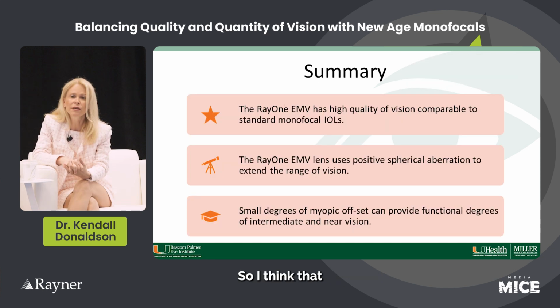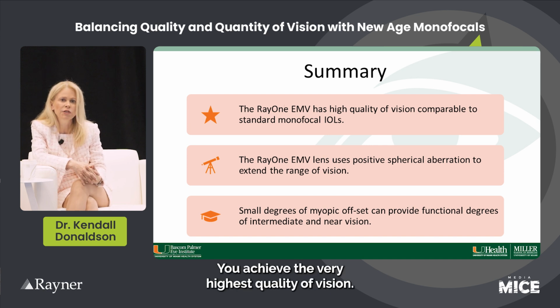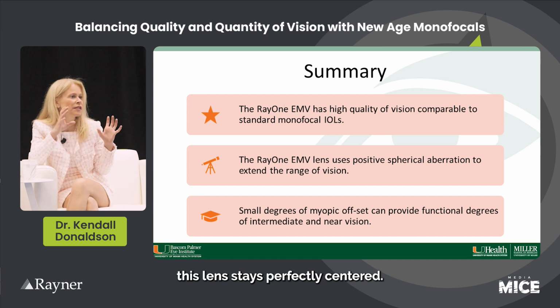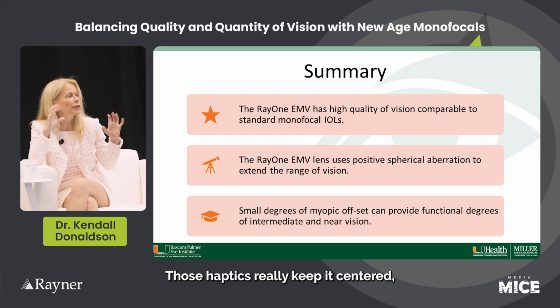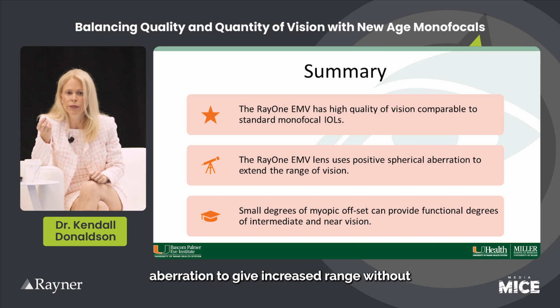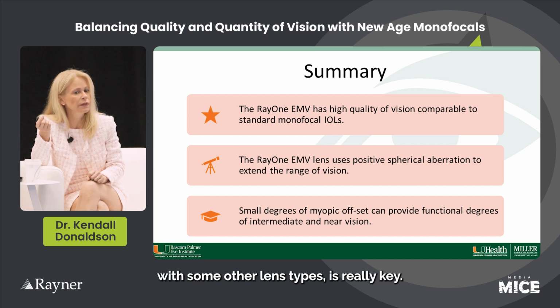I'm feeling great. So I think that the RayOne EMV is an amazing lens. It really has no compromise with quality of vision. You achieve the very highest quality of vision. Again, effective lens position really cannot be emphasized enough, because this lens stays perfectly centered. It's really super amazing. Those haptics really keep it centered. And using that bit of positive spherical aberration to give increased range without compromising vision, like we see with some other lens types, is really key.